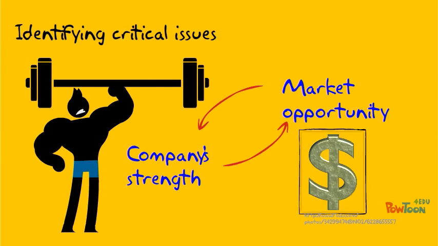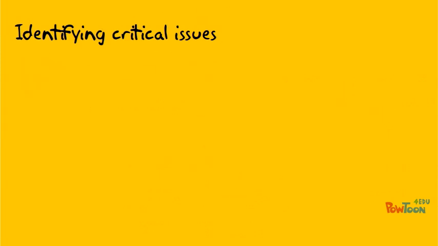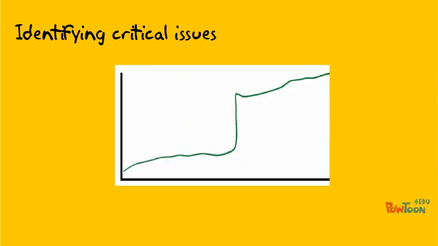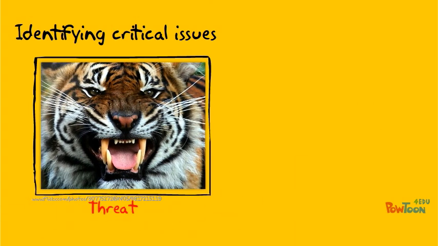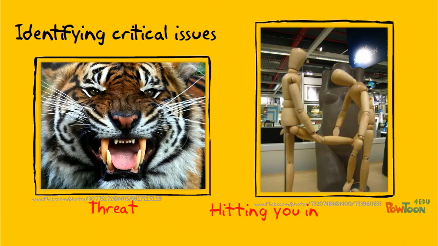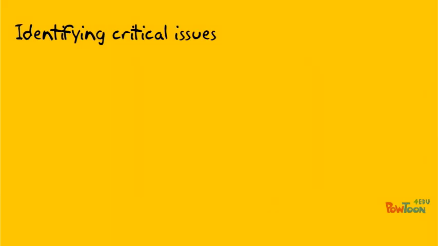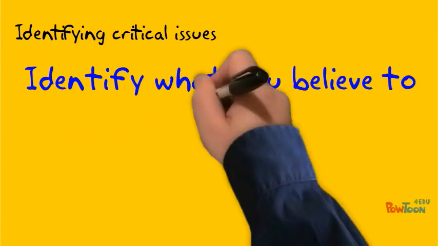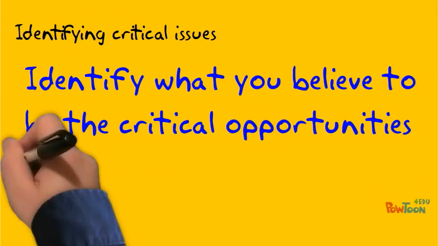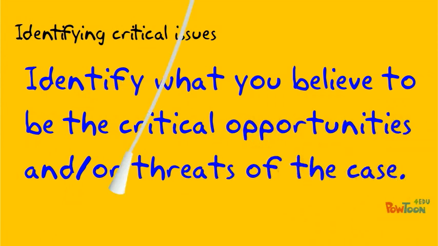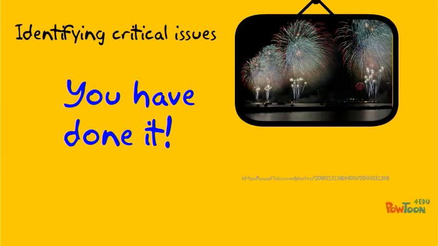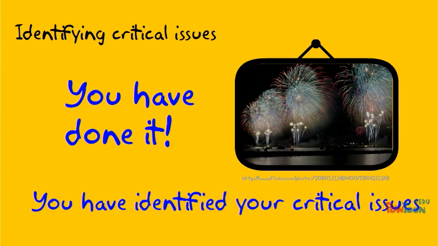A critical opportunity is an opportunity you have the strength to capture that can provide a quantum leap in profits. A critical threat is a threat hitting your weakness that can cripple your competitiveness, if not put you out of business. With those definitions in mind, identify what you believe are the critical opportunities and/or the critical threats of the case. There you go. You've done it. You've identified your critical issues.